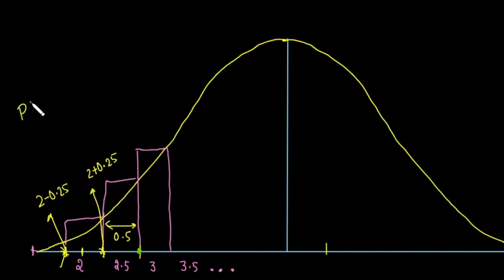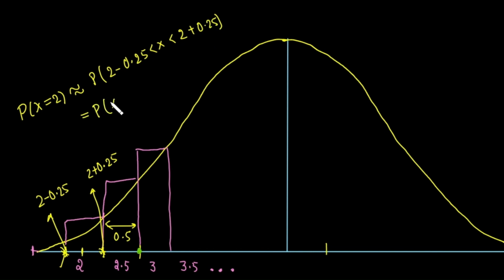So if you want to find the probability at x equal to 2, that is approximately calculated as the probability of the random variable from 2 minus 0.25 to 2 plus 0.25. That is equal to the probability of x less than or equal to 2 plus 0.25, minus the probability of the random variable less than or equal to 2 minus 0.25. Now use this concept in Excel.